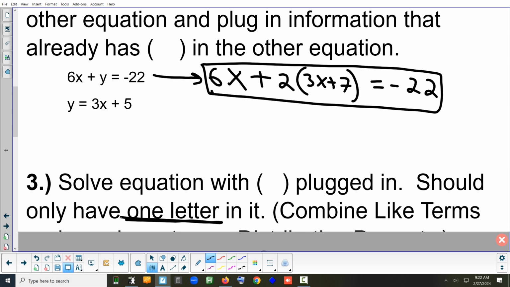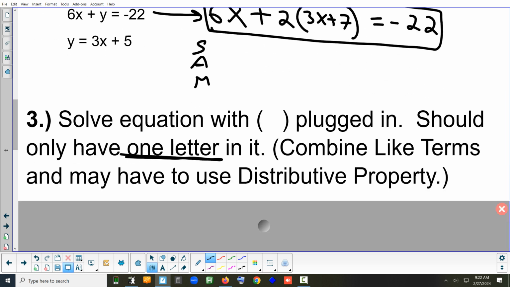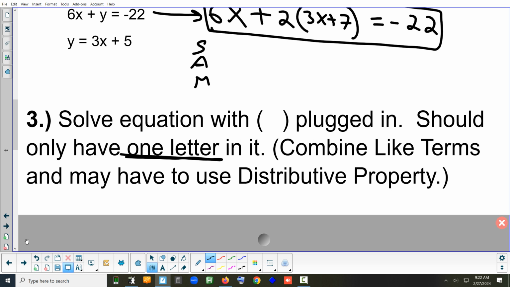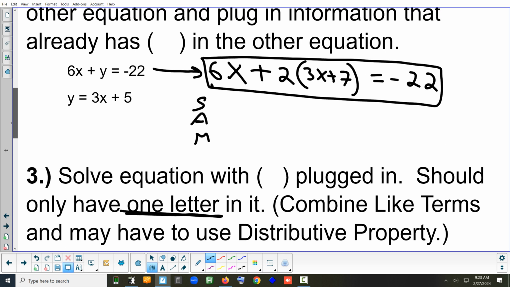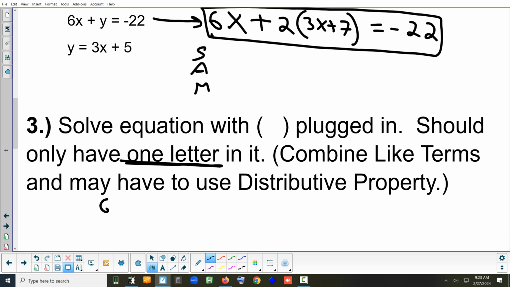And now, remember, how do you solve that equation? That's the acronym we usually use, SAM. Simplify, do any adding and subtracting, and then finish up with multiplying and dividing. Under the simplify step, you may have to do the distributive property and combine like terms. Okay, so let me copy that down so I have some space to work. So 6x plus 2 times 3x plus 7 equals negative 22.